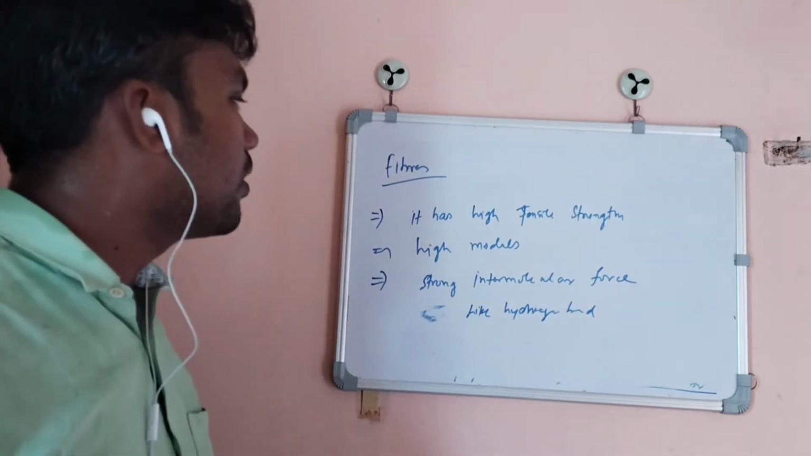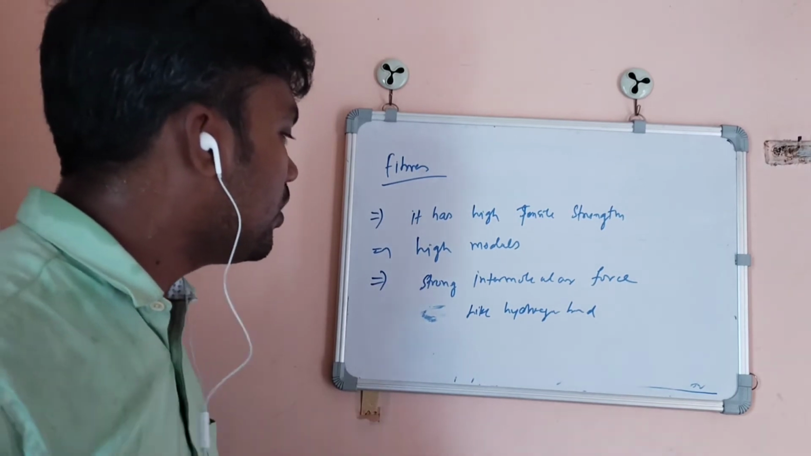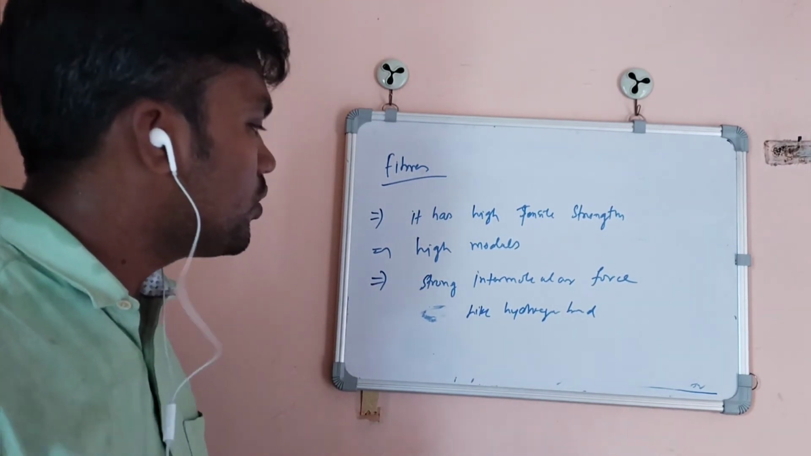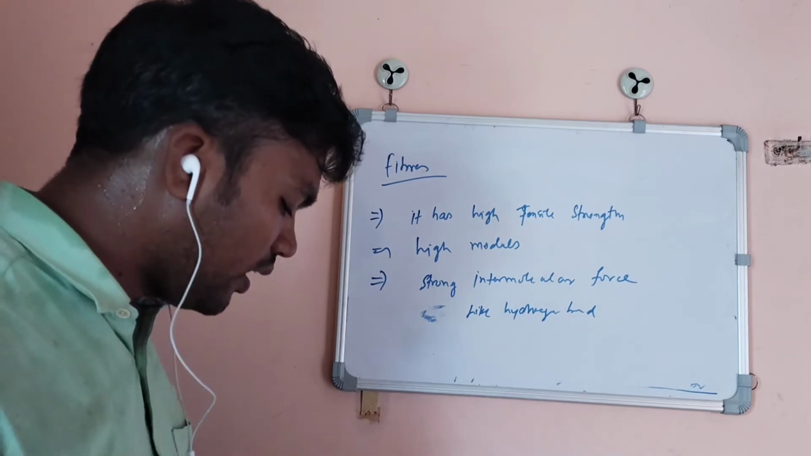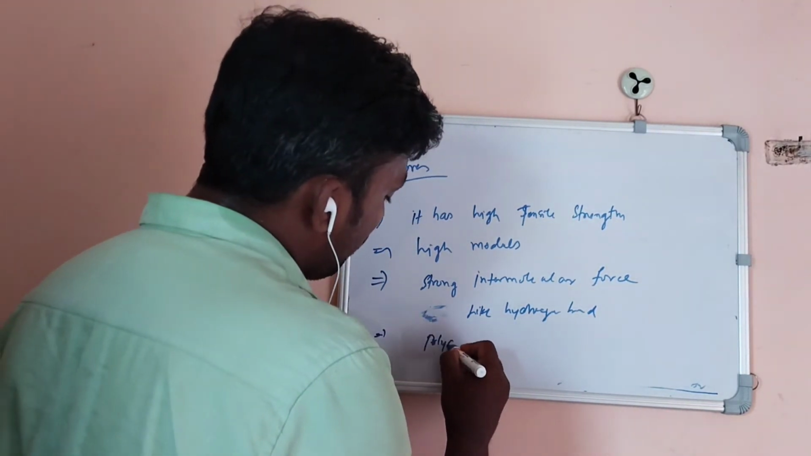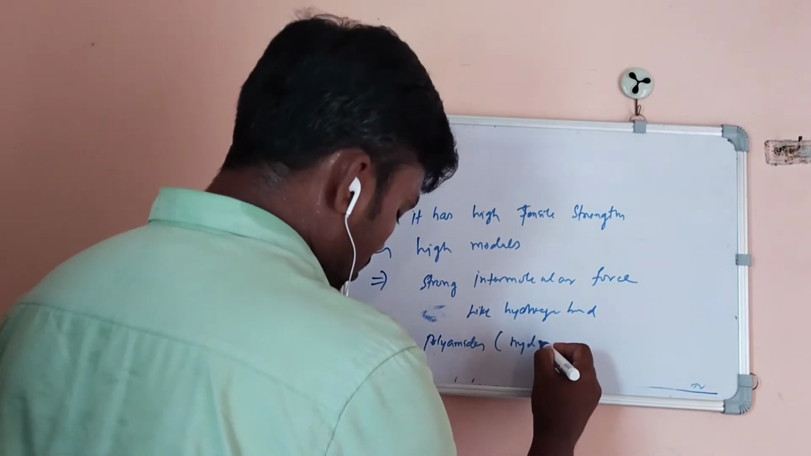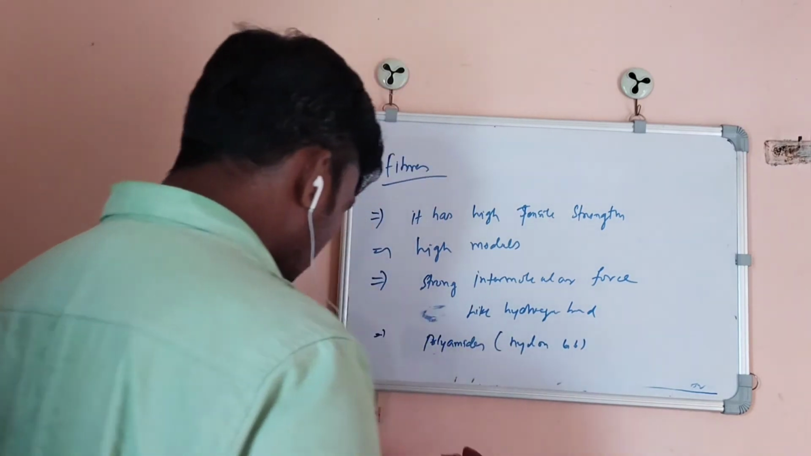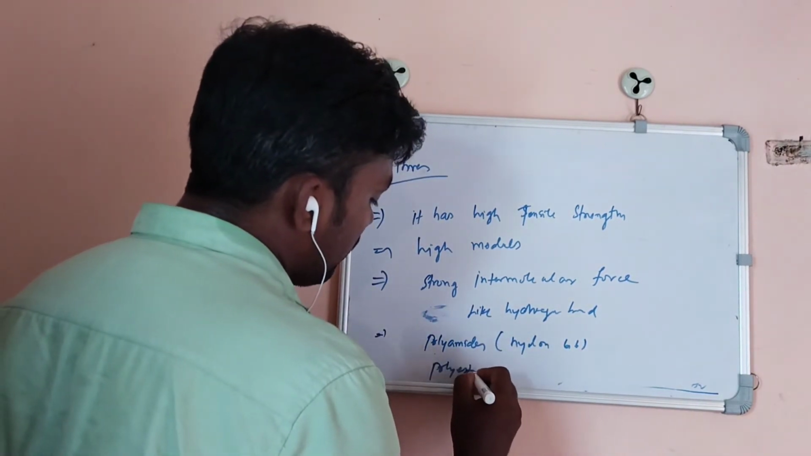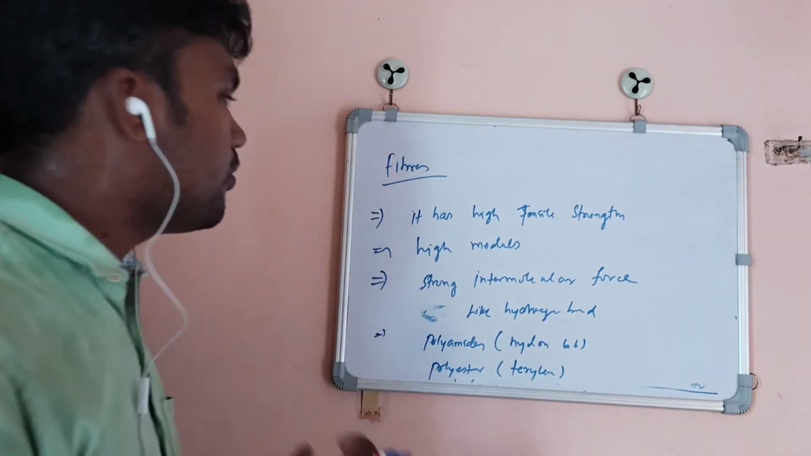Fibers are thread forming solids. They have high tensile strength and high modulus. These characteristic properties can be attributed to strong intermolecular forces, like hydrogen bonding. What are the examples for the fibers? Polyamides like nylon 6,6, and polyesters like terylene are examples for the fibers.